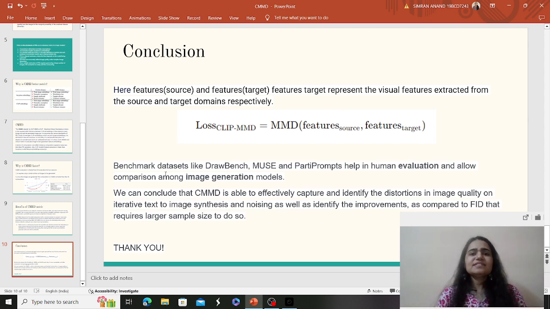Now, benchmark datasets. After you evaluate, it's very important also to evaluate on benchmarks, right? Benchmarking is something very critical. So now coming to benchmark, there are some datasets which you can use for evaluation and benchmarking. Prominent benchmark datasets which you can look into are DrawBench, MUSE and PartiPrompts, which help in human evaluation and allow comparison among image generation models. So how do you compare different image generation models? The results need some benchmarking, and the datasets you can use for that are these benchmark datasets.